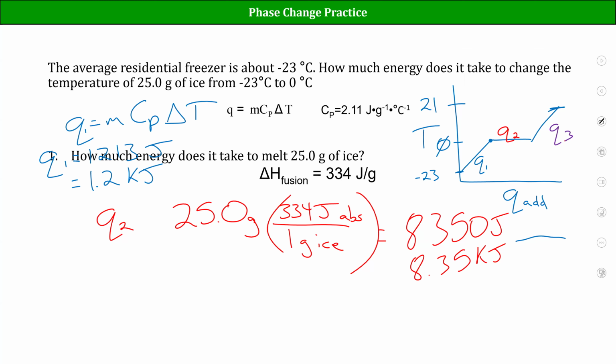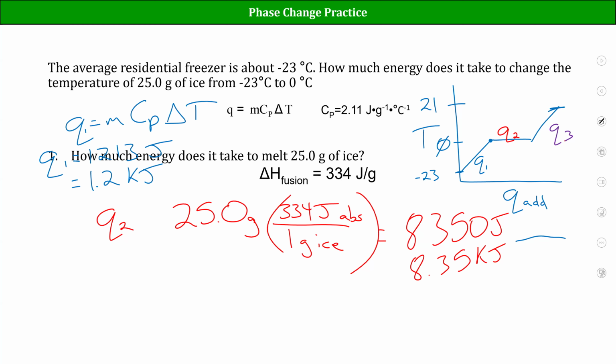How do we do Q3? What's happening for this last step? We warmed the ice up to 0 for Q1. We melted the ice for Q2. For Q3, we have liquid water now, and we're warming liquid water up until room temperature.